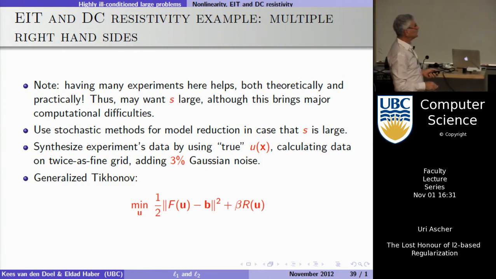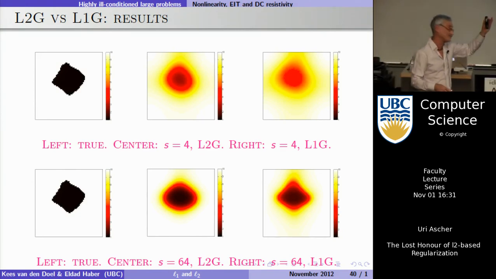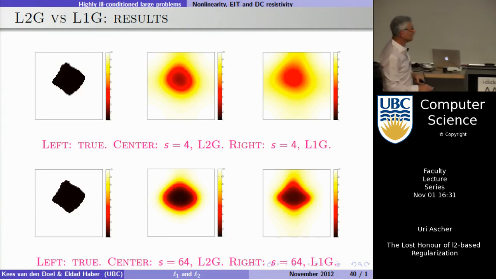And again, we do a generalized Tikhonov. And here are some results. So for S equal 4, comparing L2G to L1G, L1G is not better, and therefore not worth it. If you increase the number of experiments to 64, so I should say that this is the true solution, and it does have discontinuities, okay? If there are edges here, otherwise, of course, there's no reason to use L1G. But even with edges in the exact solution, there is not enough information here to obtain it. Here there is already, and this one is a bit better than this one.